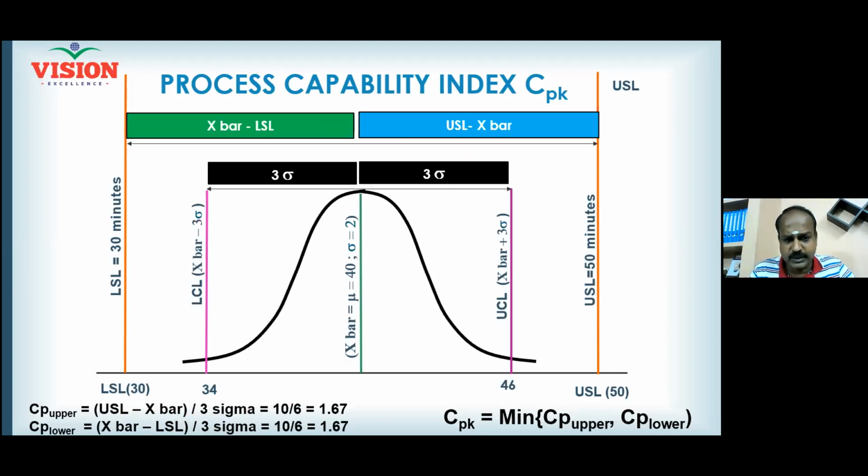So now you calculate. Now CP upper is 1.67, CP lower is also 1.67. Why are you getting the same value? Because your process is perfectly centered. Centered, yes. It is only in such a situation you will get the same value.